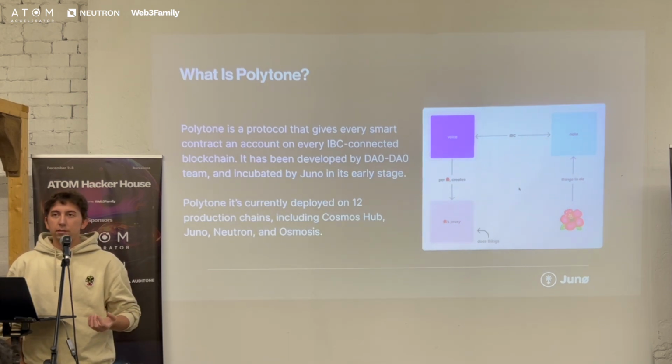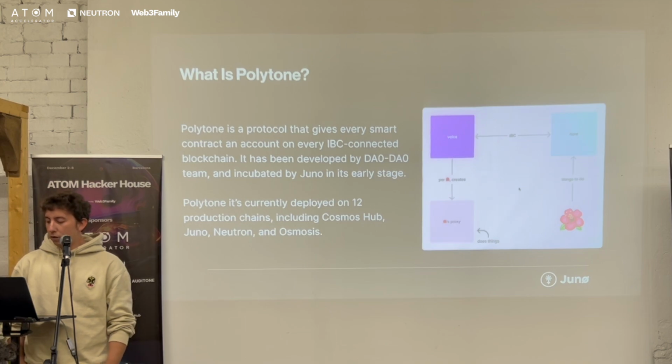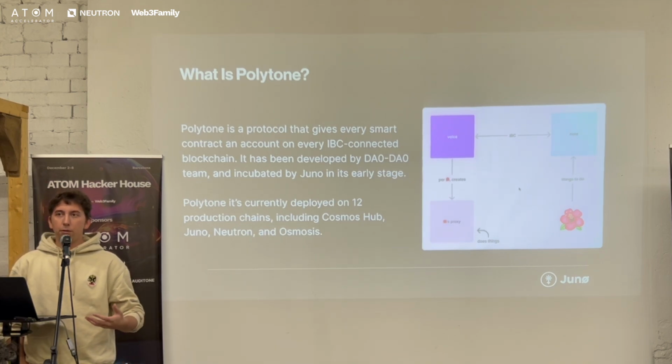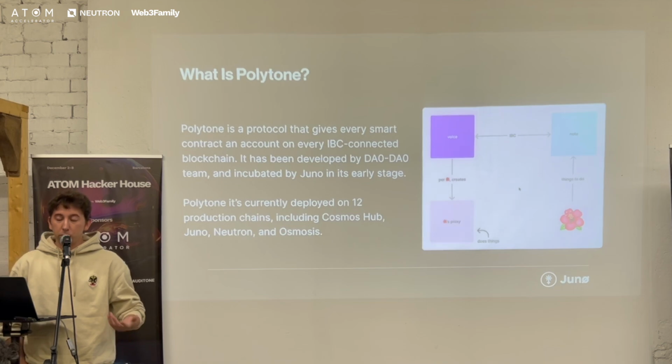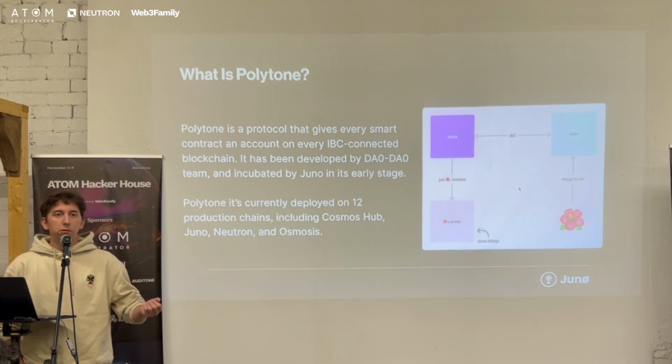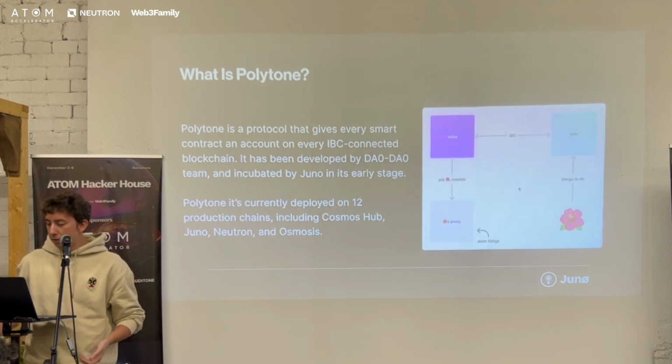And the good news is that Polytone is already deployed on many CosmWasm enabled chains. As of today, it's on 12 chains, including CosmWasm, Neutron, Osmosis, Stargaze, Juno, and so on. So if you learn how to use Polytone, you automatically learn how to do interchain actions within all the supported chains, and the code is basically the same. You can use the same code to interact between Neutron and CosmWasm. You can use the same code to interact between CosmWasm and Juno, and you don't need to rewrite everything every single time.